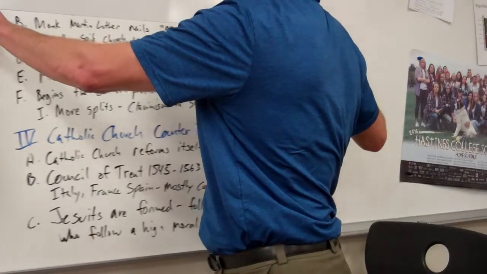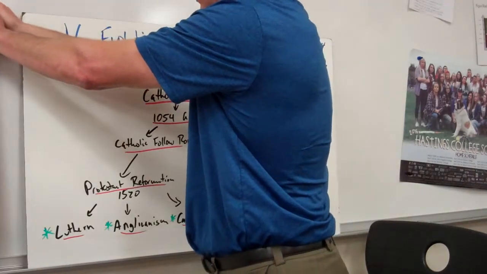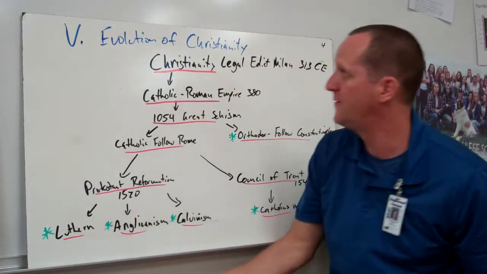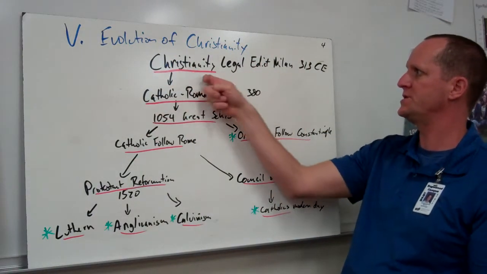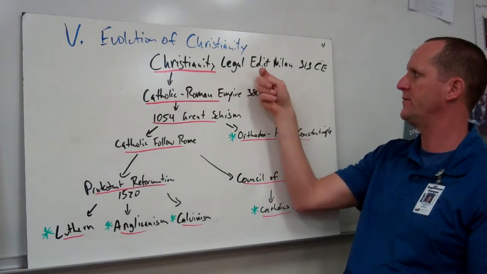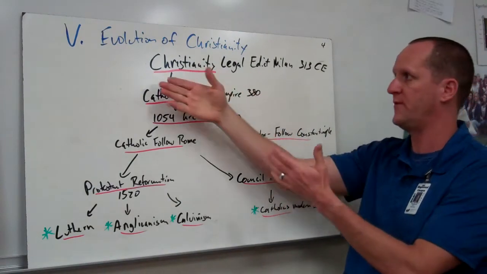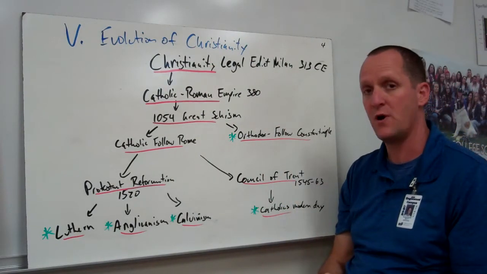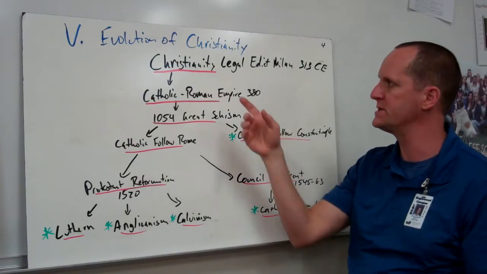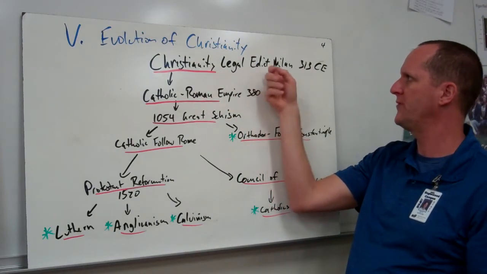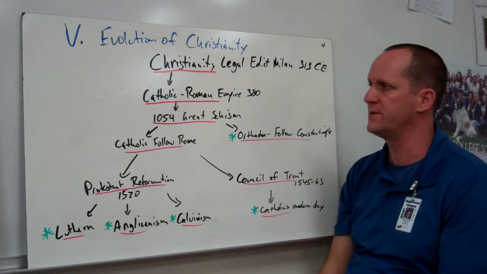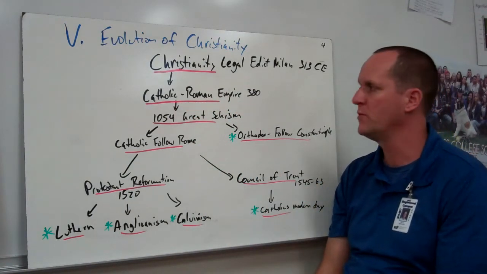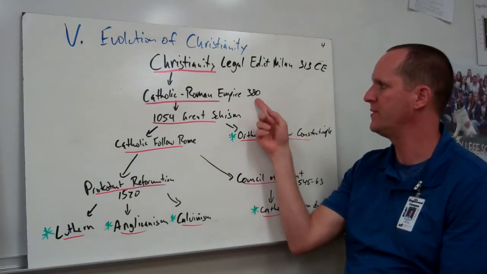So I did put this board up. This is the board that I had just a second ago. It gives kind of an idea of the evolution of Christianity. So from 30 to 300, the Christians were often persecuted, and we've kind of reviewed this. But Christianity becomes legal from the Edict of Milan, 313. Catholicism becomes the Roman Empire's number one religion in 380.